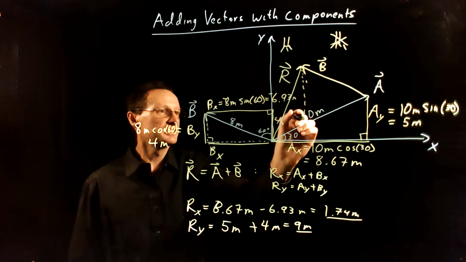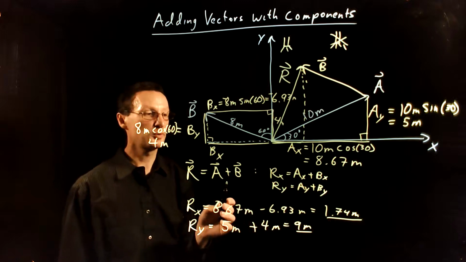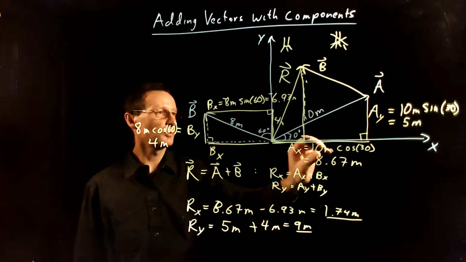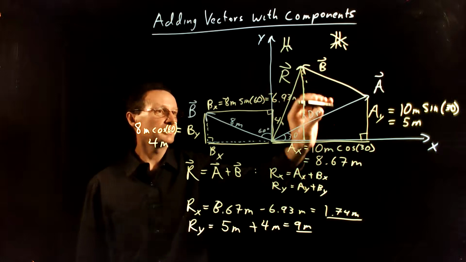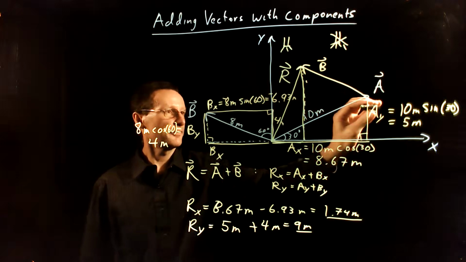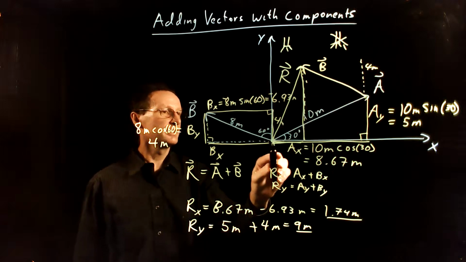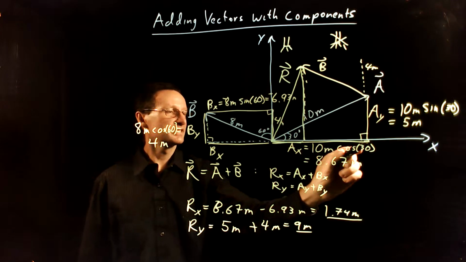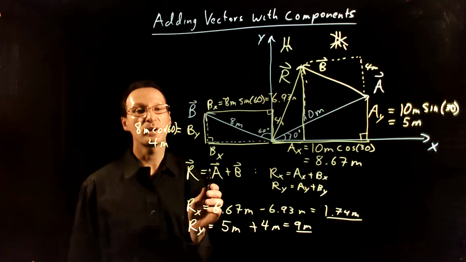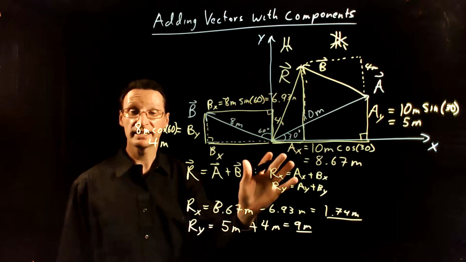If I were to shine my flashlight down, the length of the resultant here is going to be right here. And it makes sense that that is only 1.74 meters. And then the length of the resultant in the y is 9 meters, along this axis. You can see that's this 5 meters plus 4 more meters here. And for the x direction, it is 8.67 out here, but then I go backwards 6.93, and that takes me to a total of 1.74. So this shows you that the tip-to-tail method and the component method are totally consistent.